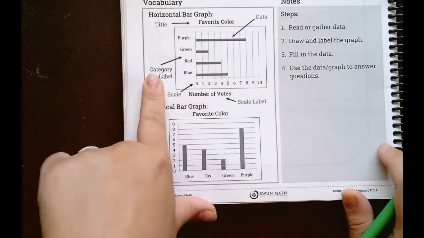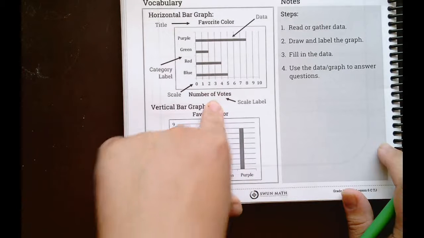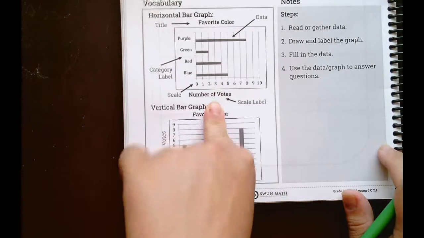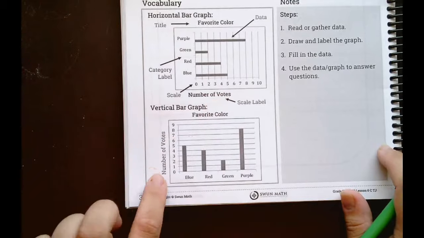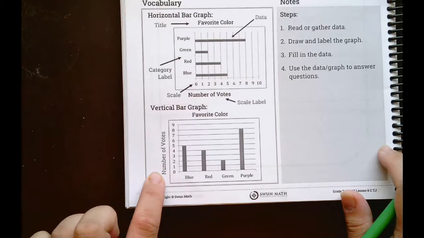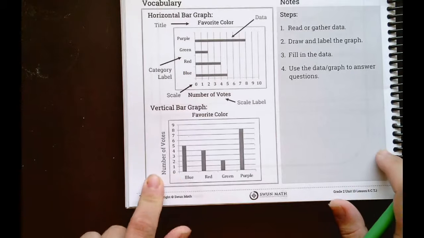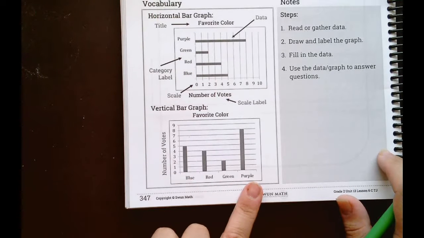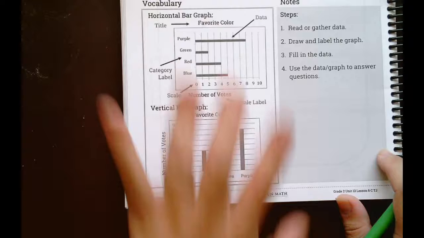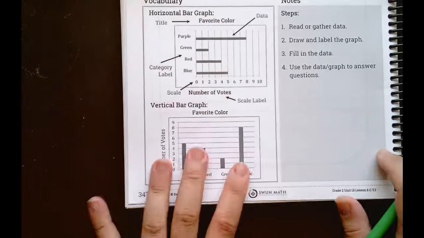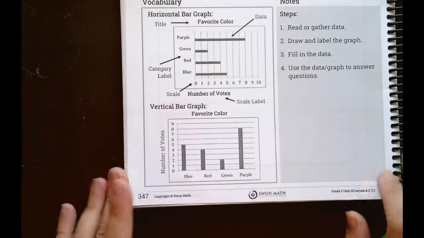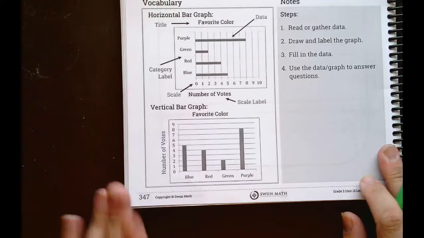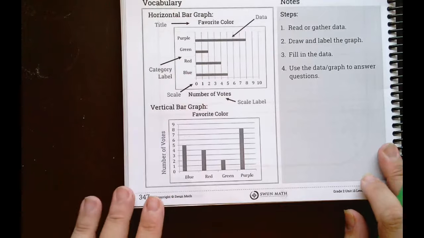Okay, so that we know what we're counting. Okay, so same thing here. We have the scale numbers and then the scale label or title, and then you have your category labels down here. Okay, so it's the same information. It's just organized in different ways, and you can choose however you want to make yours when it's your turn.